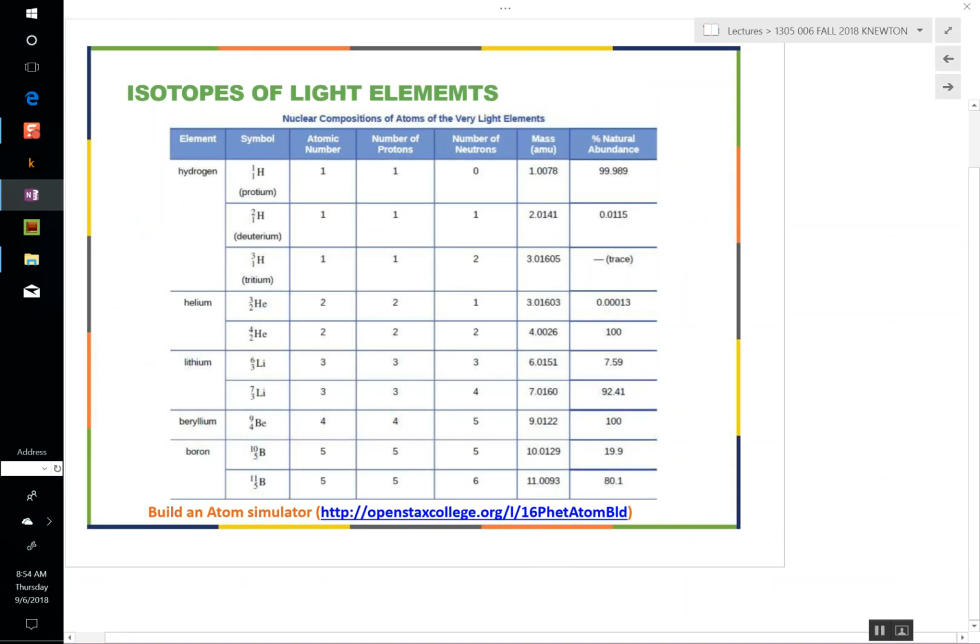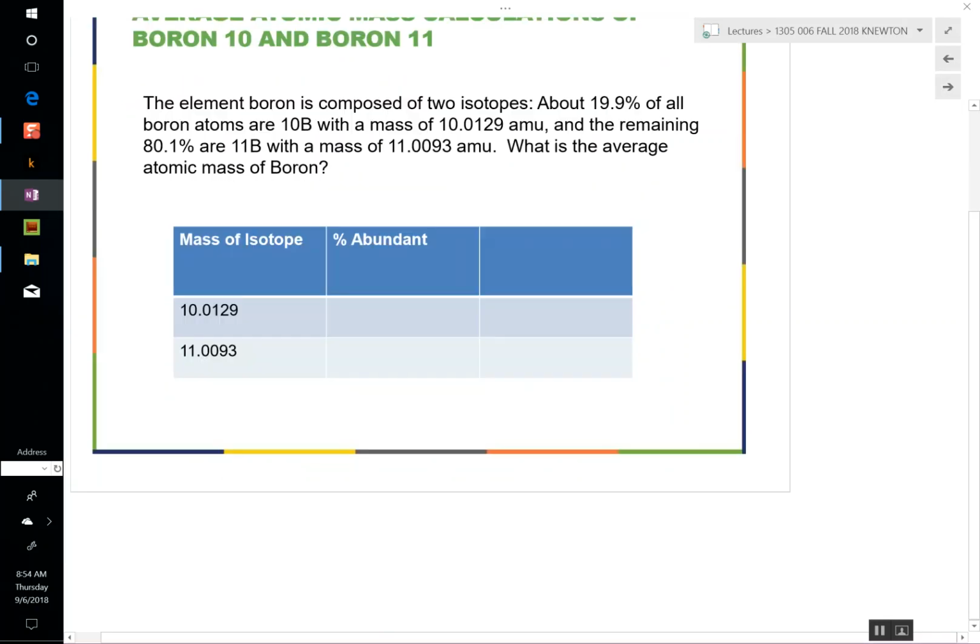It has 2 isotopes. Now notice about 19.9% is this isotope, and 80.1% is this isotope. So now let's look at how you calculate the average atomic mass for boron. All right, so what you do here, this problem is a word problem.